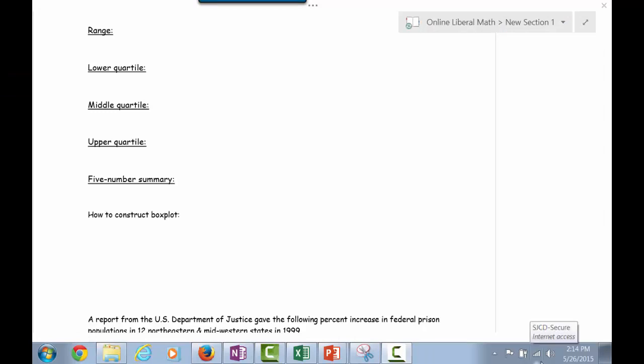All right, let's define a few more new words. Range. The range of the data is when we subtract the highest value, the largest value, minus the lowest. High minus low gives us the range of a set of numbers.